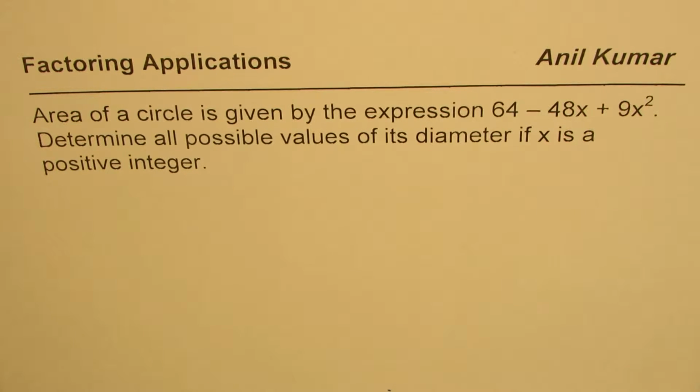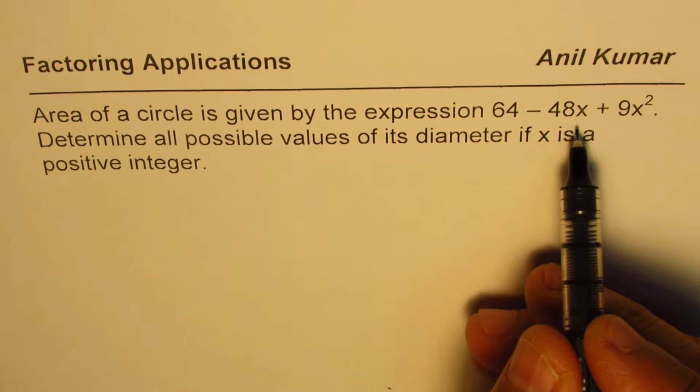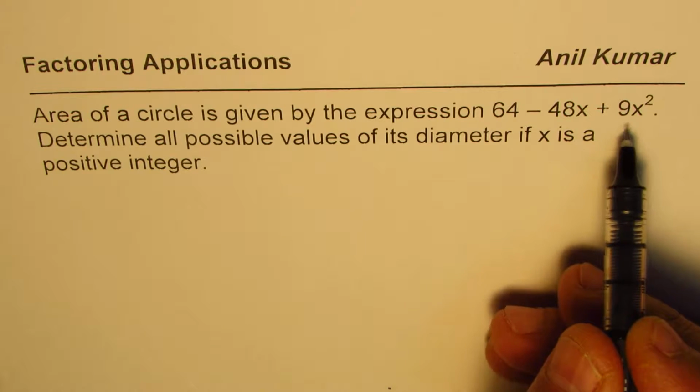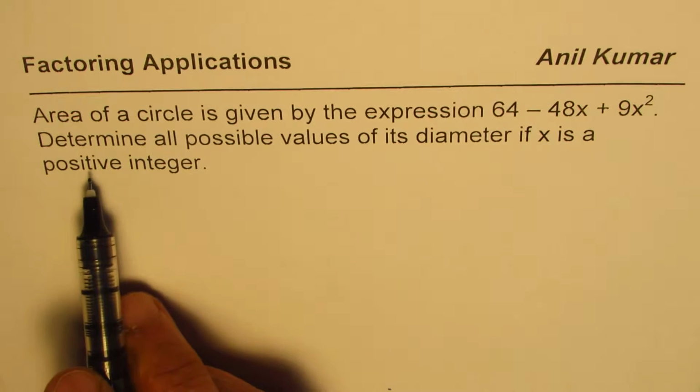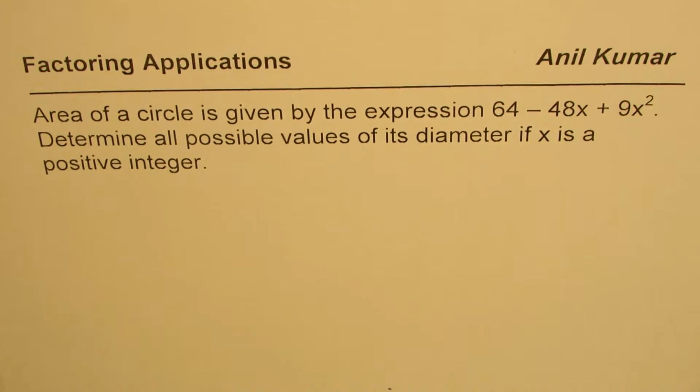The question here is, area of a circle is given by the expression 64 minus 48x plus 9x squared. Determine all possible values of its diameter if x is a positive integer. You can pause the video, answer the question, and then look into my suggestions.